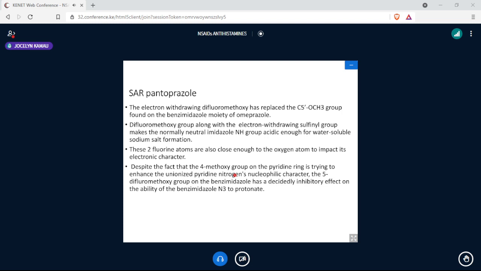and hence reduces the activation of pantoprazole to the sulfenamide, first of all to the spiro intermediate, then to the sulfenic acid, and finally to the sulfenamide. Hence you reduce its ability to form the drug-ATPase enzyme adduct, and that explains the lower reactivity of pantoprazole. So that is all that slide is saying.